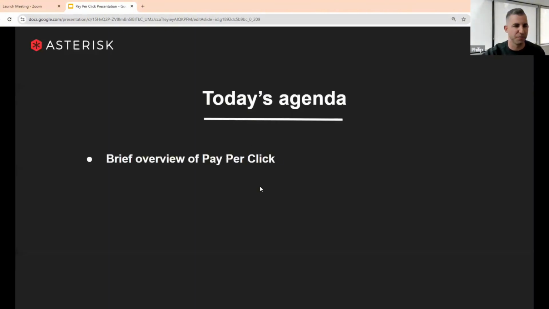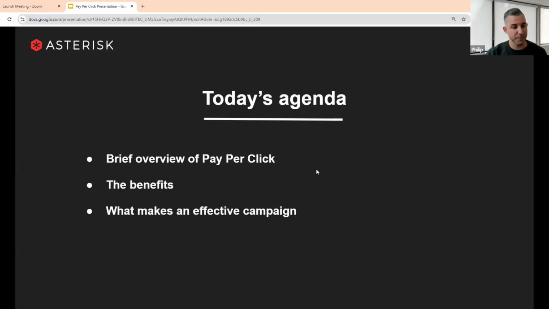First, an overview of pay-per-click. I know not everyone knows what it is and what it entails, so we'll briefly go over that. We will go over the benefits, because you want to know why you should be doing pay-per-click and why it is of interest to you. Then, what makes an effective campaign? Okay, so you're sold on it, but now how do you run one? And then some common mistakes we see people make when they do run it. So we will jump right into that.